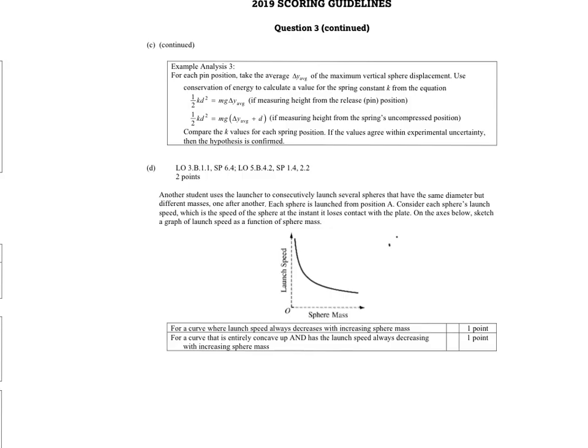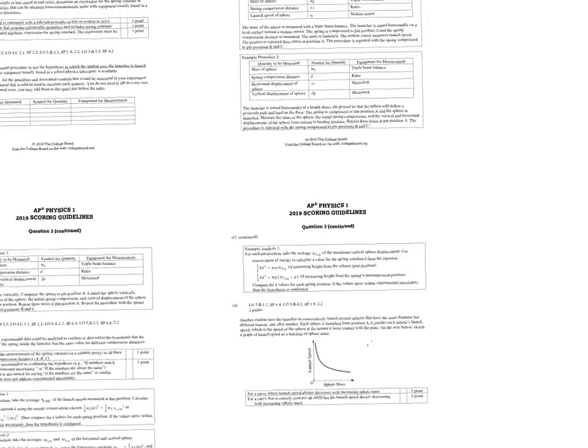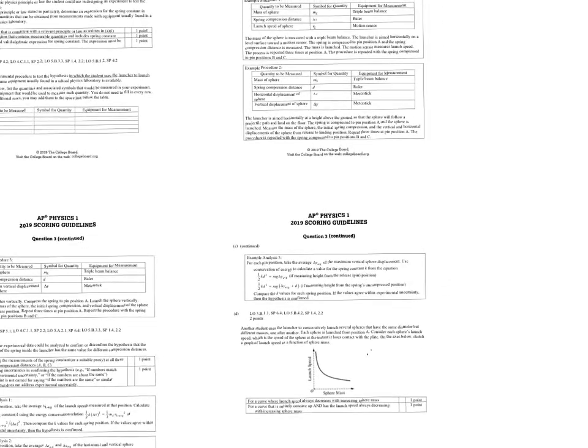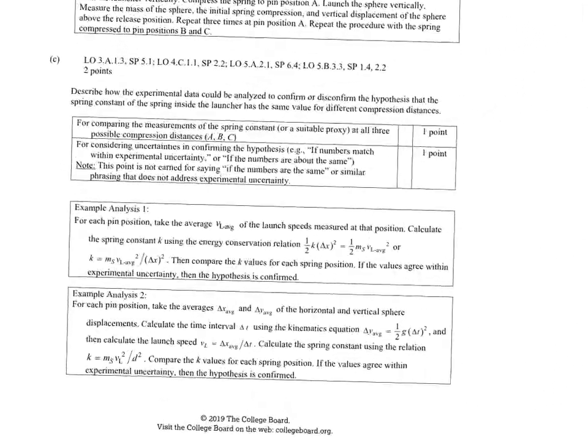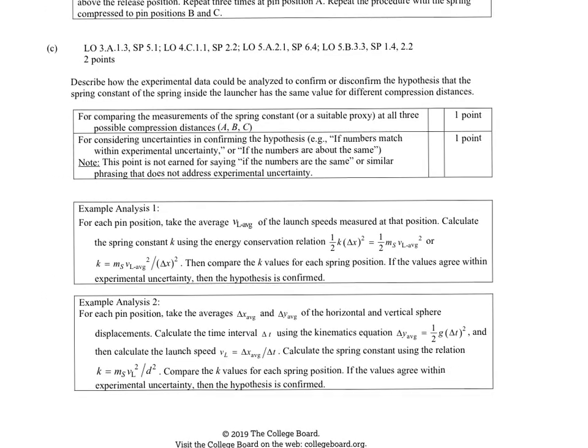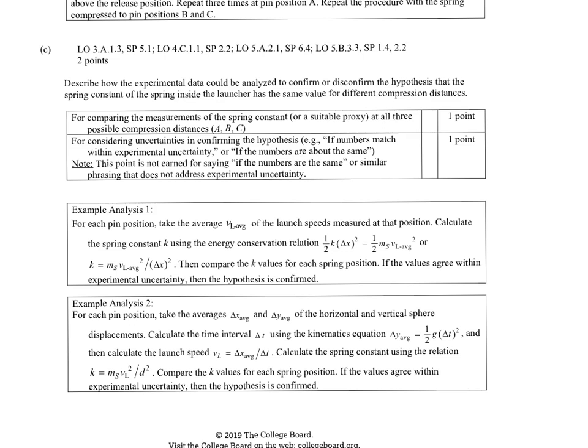So now looking at the rubric for part C, just kind of walking through that. Here's an example. For each pin position, take the average. This would be actually like not for the same setup that we did. Let me go to, yeah, here we go. So experiment analysis 1 is closest to what we did.